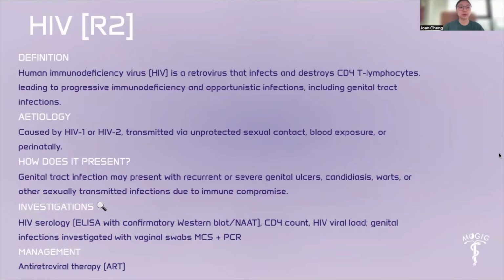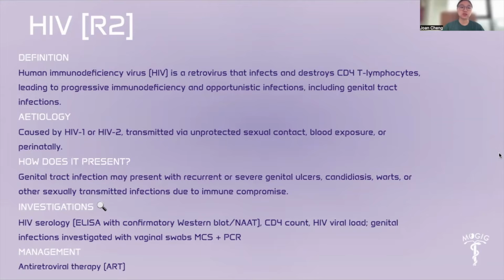The human immunodeficiency virus is a retrovirus that infects and destroys CD4 T lymphocytes, and it can lead to systemic immunodeficiency and opportunistic infections, including genital tract infections. It's often caused by HIV 1 or 2 and is transmitted by unprotected sexual contact, blood exposure, and perinatally during birth. And it can present as recurrent or severe genital ulcers, candidiasis, warts, or other STIs due to immunocompromise.